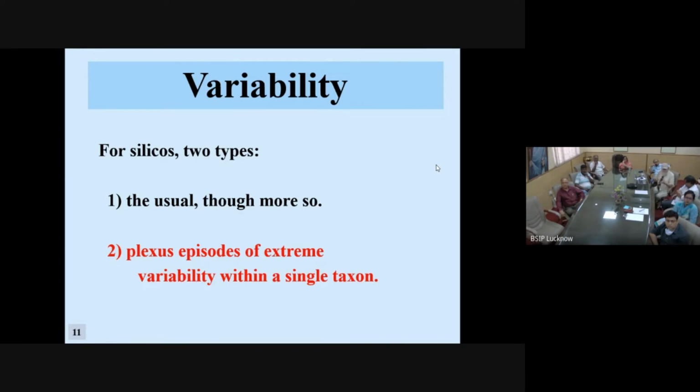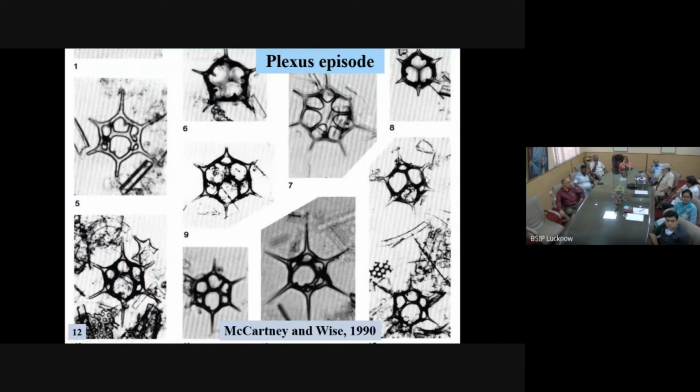But there's something else, and this is something that I don't know if there is in any other group that I can think of, at least in the manner that it occurs in the silicoflagellates, and that is what's called plexes. These are episodes of time, probably limited geographically, where you have extreme variability. And this is the first plexus episode I recognized, and I've recognized about 12 of these episodes, in different genera. Cretaceous to Miocene.